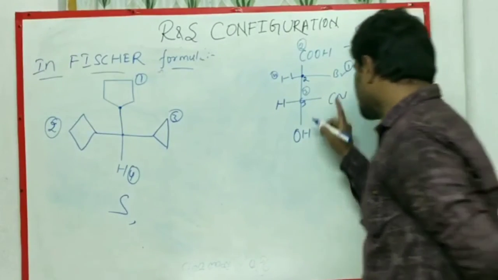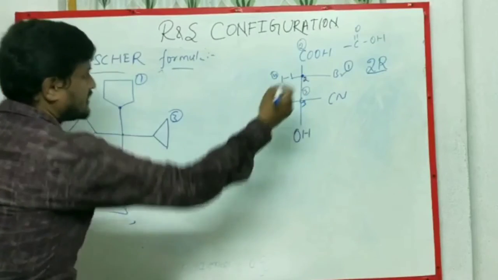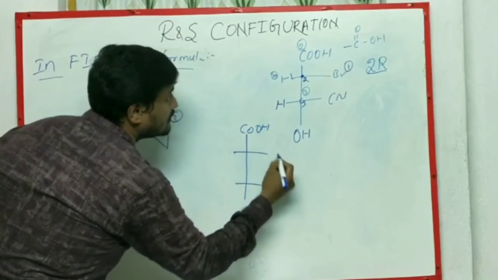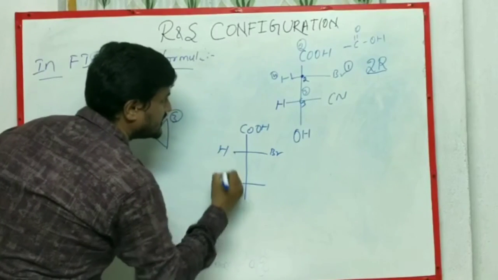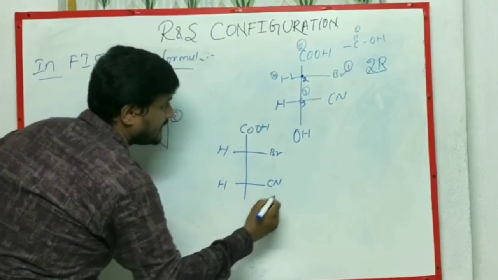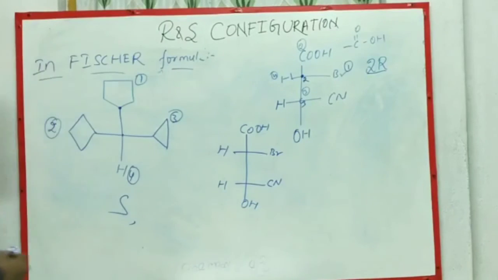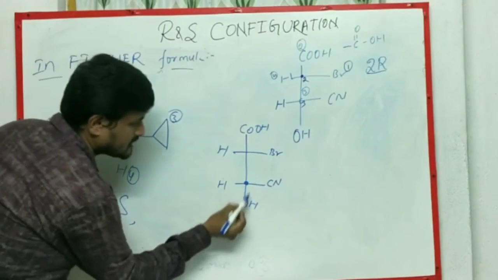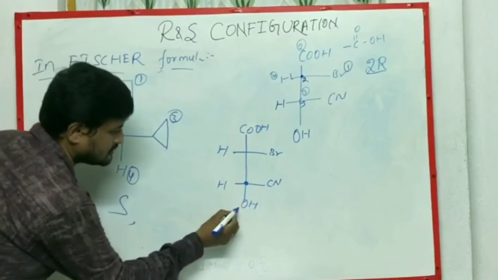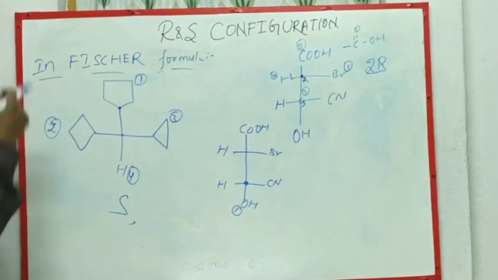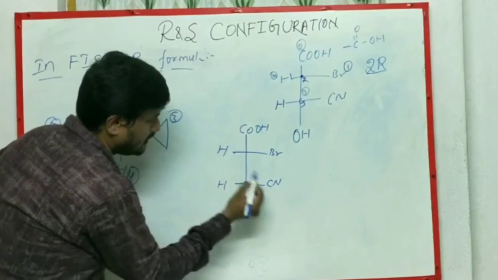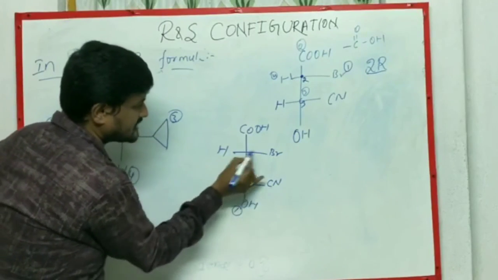Okay. And then we observe the same molecule for the third carbon atom. COOH, Br, H, H, CN, OH. In that case, for the third carbon atom, here OH, carbon, carbon, H. This OH means first priority. For the second priority, here carbon, carbon. Here the second atom is nitrogen, here the second atom is bromine.